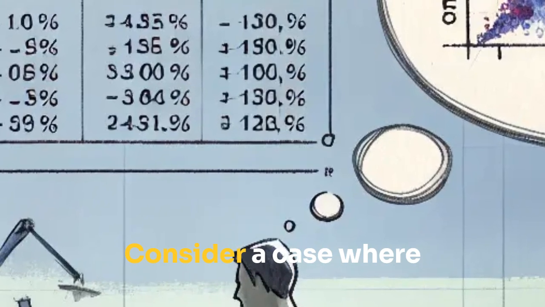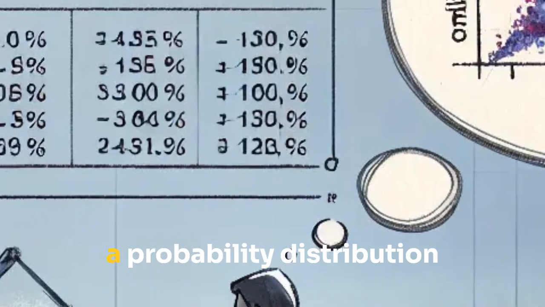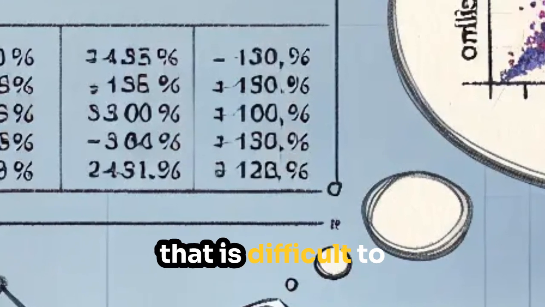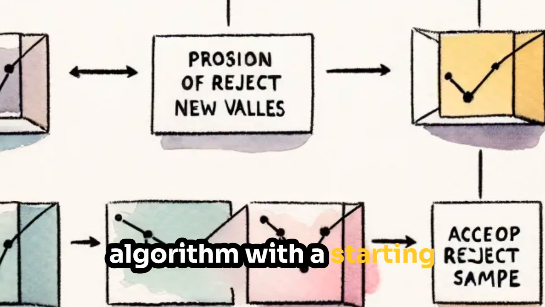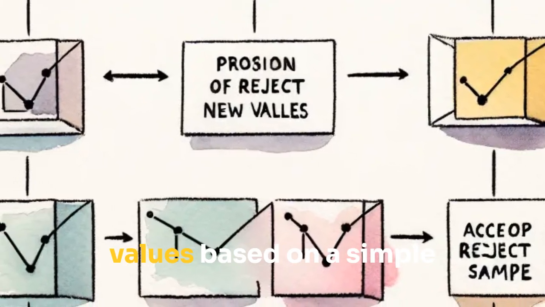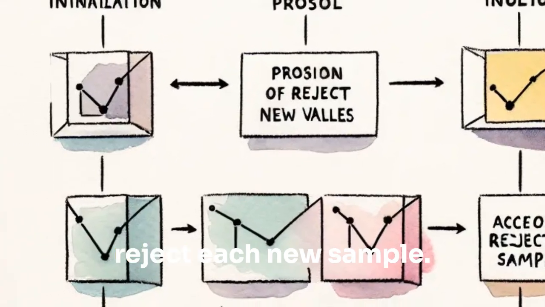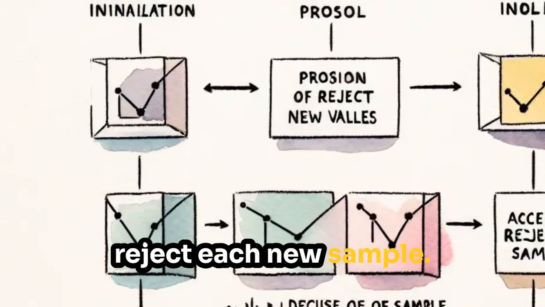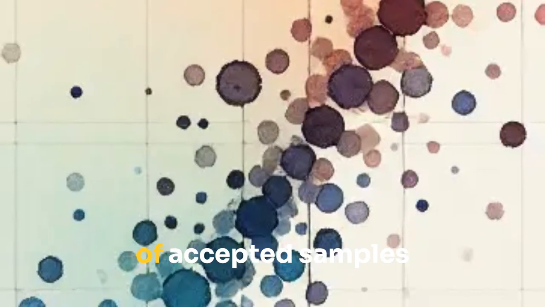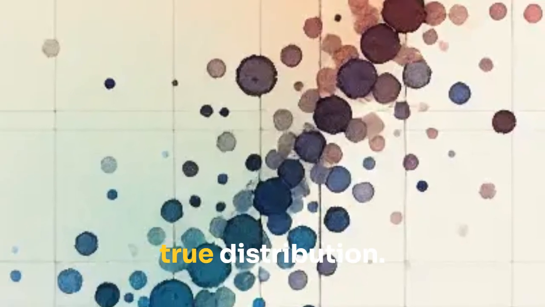Example: consider a case where we want to sample from a probability distribution that is difficult to compute directly. We initialize the algorithm with a starting value, propose new values based on a simple distribution, and decide whether to accept or reject each new sample. Over time, the sequence of accepted samples closely follows the true distribution.